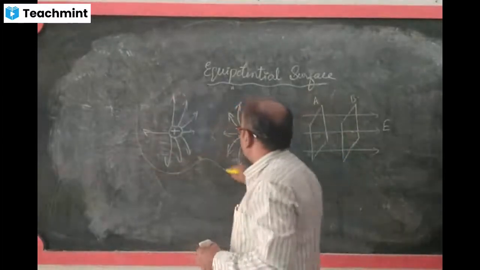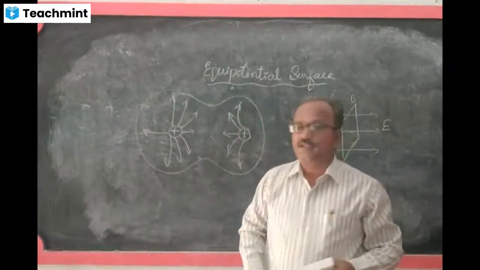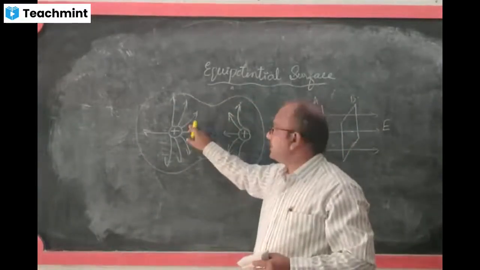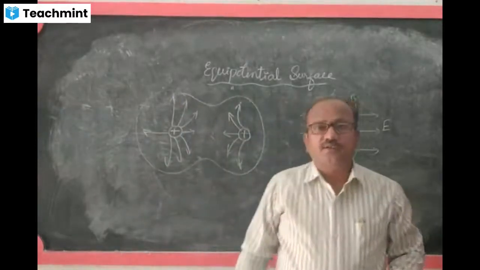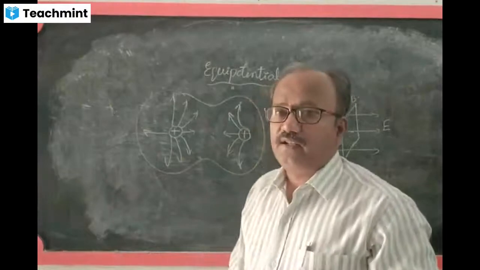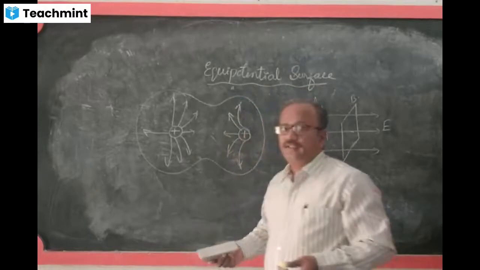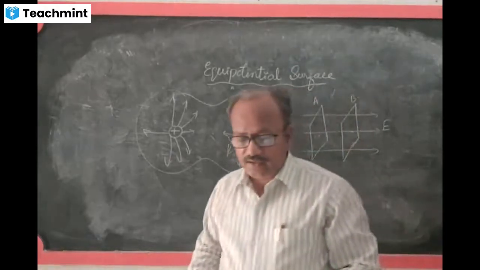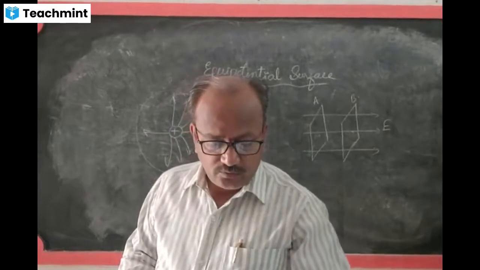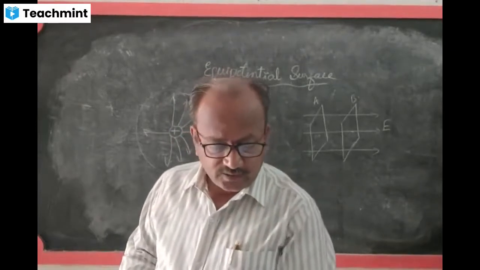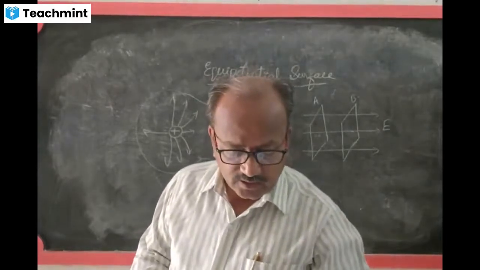And here these two become equipotential because the potential is the same on this surface and on this surface. Similarly, you can also draw for unlike charges. So this is about equipotential surfaces. Now we go to the next point, the relation between electric field and electric potential.